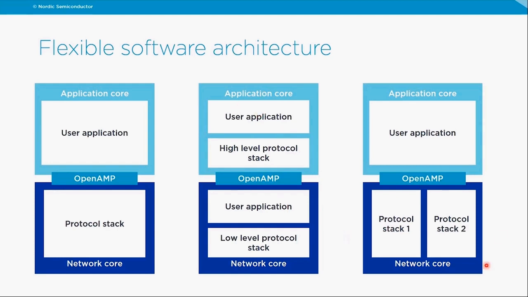You can also have this setup where you have two protocol stacks in a network core. And this would typically be what you want to do if you want to have concurrent multi-protocol. You need to have two stacks in there. And you can also split one of these, of course, to do a setup like this with low level and high level. And yeah, it's very flexible.